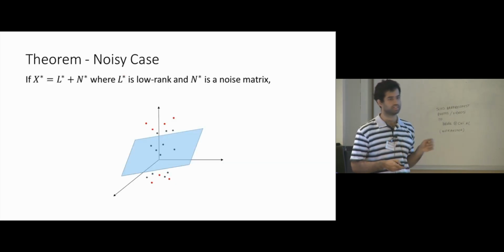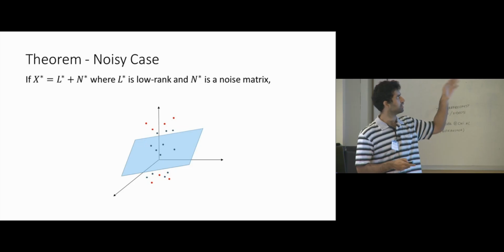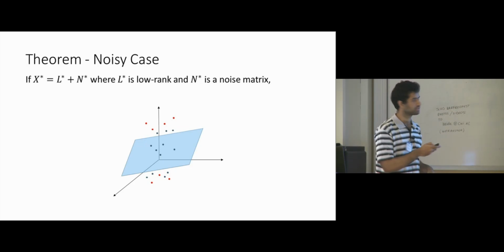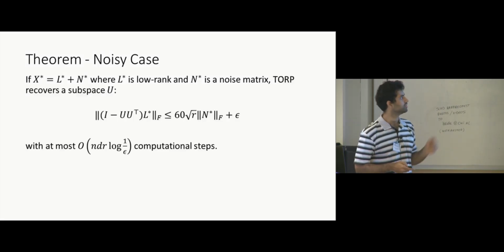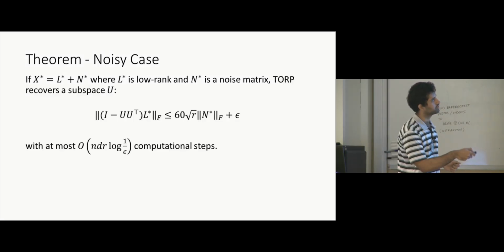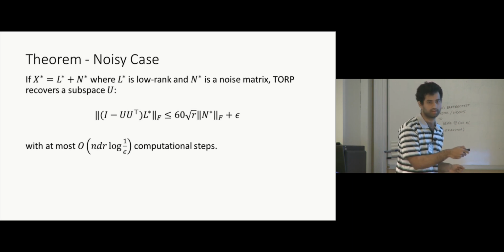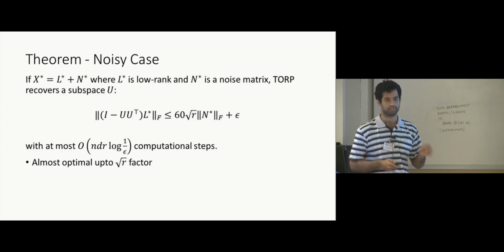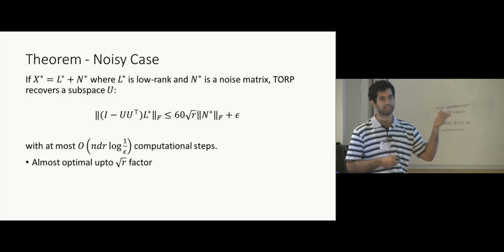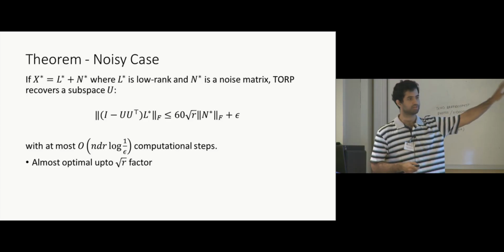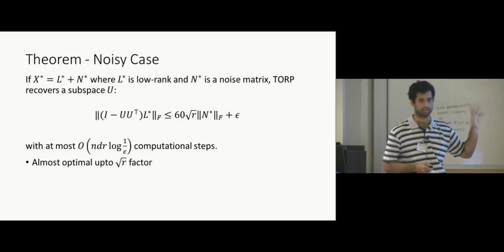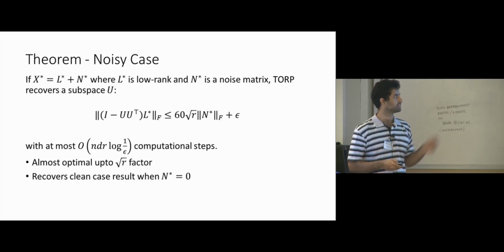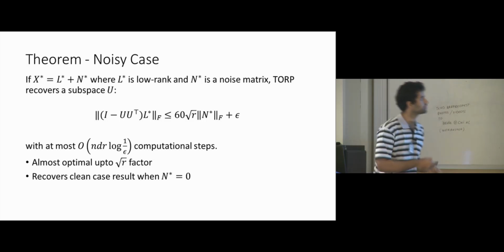So next we'll move on to the noisy case. Your data matrix X star is L star plus N star, where N star is an arbitrary noise matrix. In this case, we achieve an asymptotic recovery error of square root R times the Frobenius norm of N star. And the asymptotic error is optimal up to a square root R factor. That is, if you did not have any outliers, you would still only get an asymptotic error of the Frobenius norm of N star. And we recover the result of the previous case when N star is equal to 0.